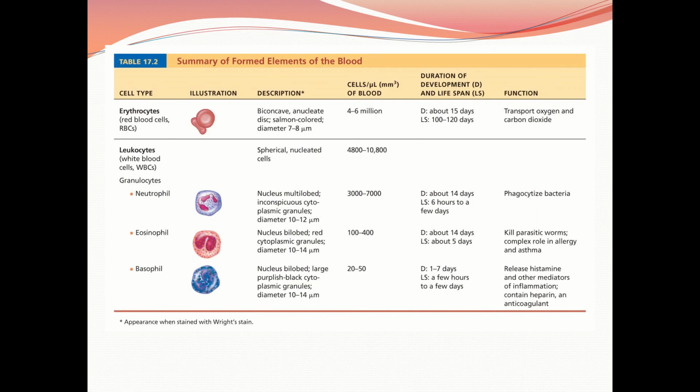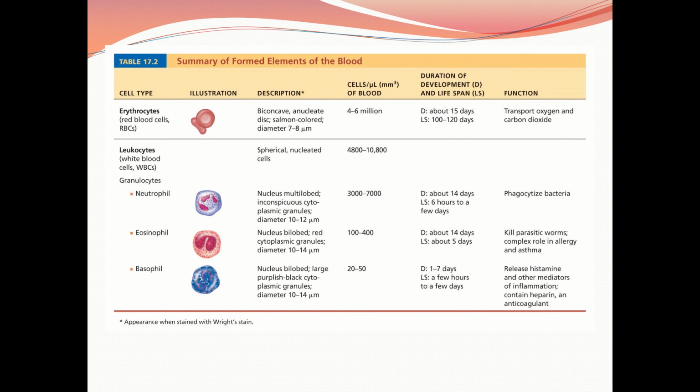Okay, this table will summarize the functions of the erythrocytes and the leukocytes. So remember, the erythrocytes are red blood cells, or RBCs. They're biconcave, anucleate discs, and they are going to live about 100 to 120 days, and they will transport oxygen and carbon dioxide. The leukocytes have granulocytes and agranulocytes. The granulocytes are neutrophils, which are multi-lobed, and they phagocytize bacteria. Remember, they're bacteria slayers.